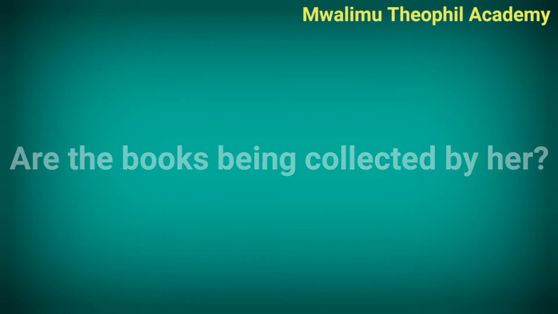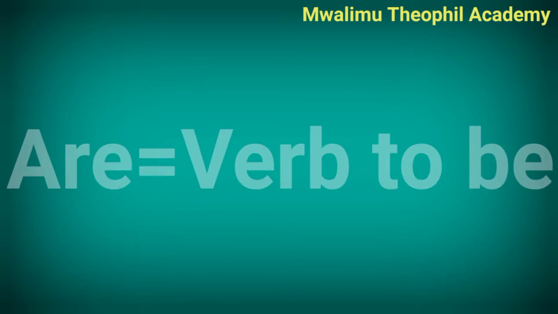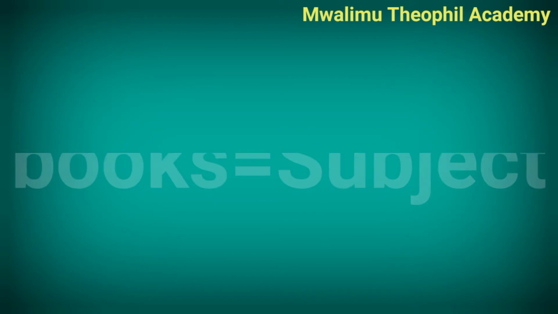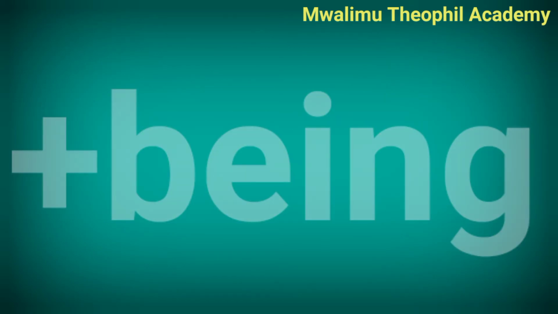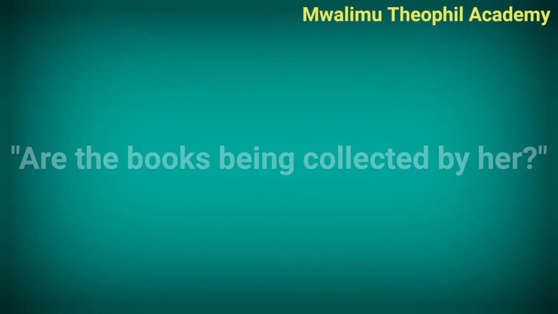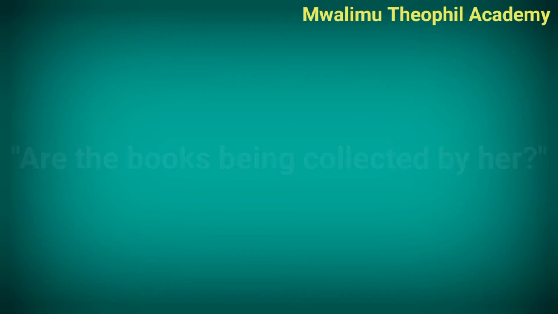Now, if we look at this passive voice sentence, you can find that we have started with the word are. This is the verb to be, and the verb to be has been followed by the subject, as I have said. And after the subject, we have added the word being. And after the word being, we have added the verb which is in past participle. This is collected. And the full sentence has become, are the books being collected by her?